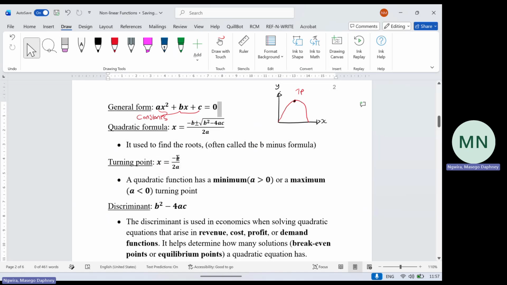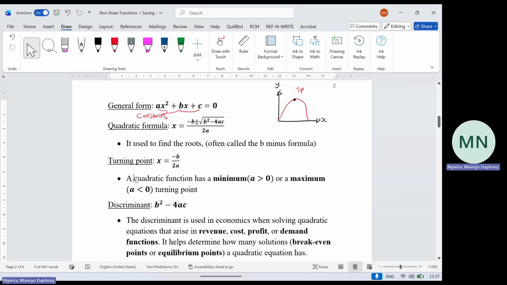X is equal to negative b over 2a. Where do I get this? From my function, this function. Again, you will understand when you do an example.